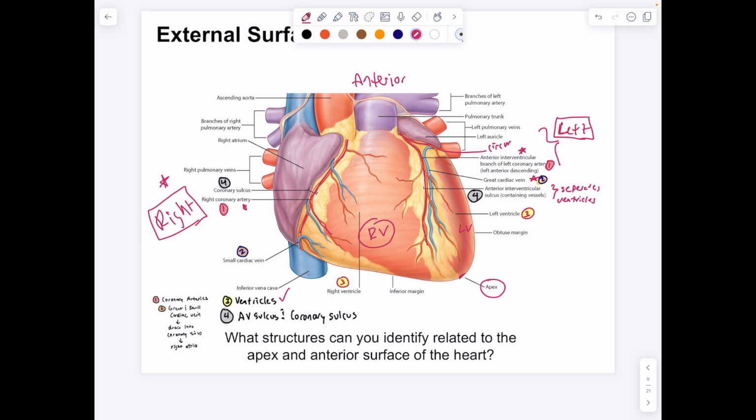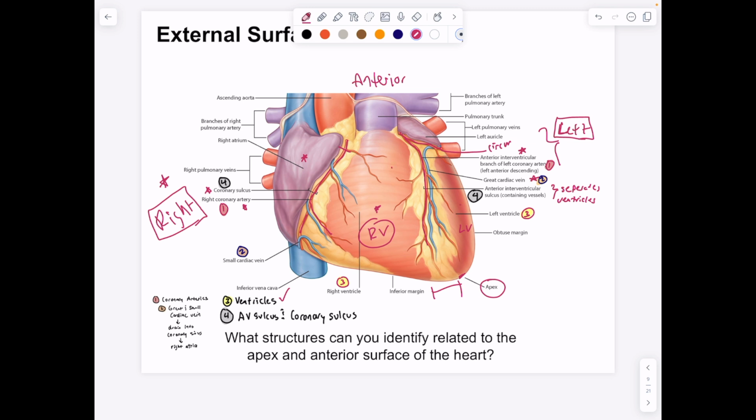These are the grooves for these vessels, and they separate the different chambers of the heart. So we have the coronary sulcus here, which is a groove between the right atrium and right ventricle, and that groove is going to house our right coronary artery. Then over here we have the anterior interventricular sulcus, right? Because we have right ventricle, left ventricle, so interventricular.